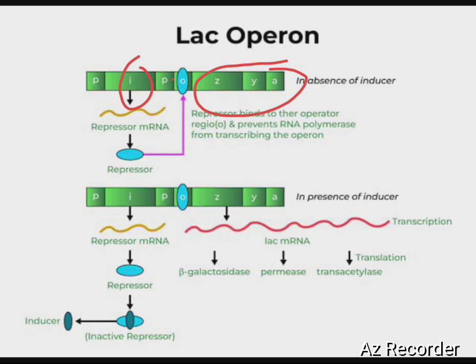So first of all, what does the operator do? The operator is the binding site for the repressor. And what does the promoter do? P is the binding site for RNA polymerase enzyme.